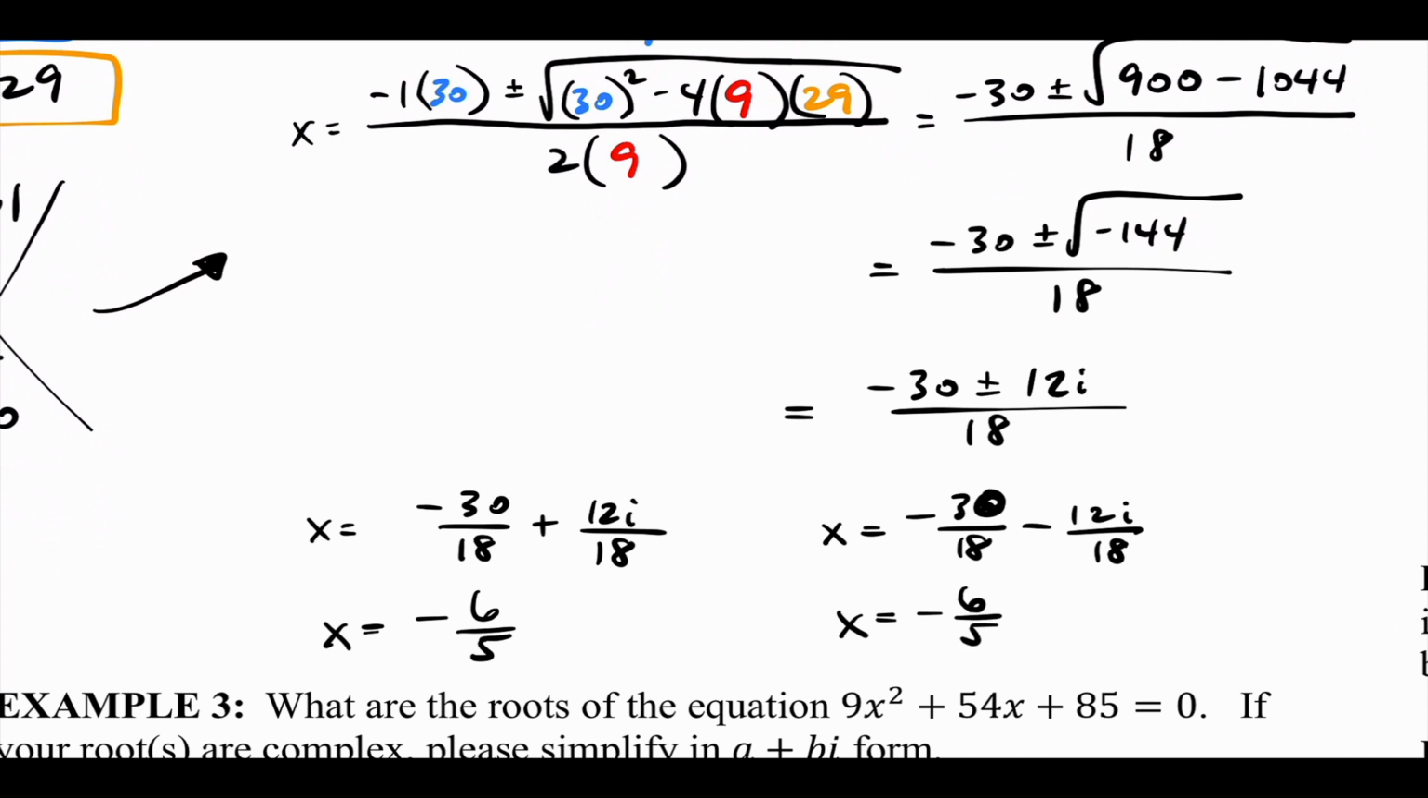Same over here. 12 and 18, the biggest thing that goes into 12 and 18 is 6 again. So you get 2/3 i. 2/3, yes. The first one, if you're dividing both of them by 6, it would be negative 5 over 3. Yes, you're right. I'm wrong. Change that for sure. Thank you. If you divide them both by 6, that's going to be 5 over 3.